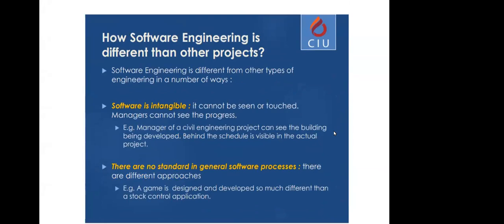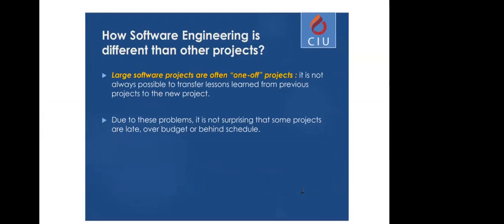So some of the stuff that we already argued are listed in here. Software is an intangible thing. We cannot see or touch it, and managers cannot see the progress that easily. There are no standards in general software projects. There are just approaches. A game is designed and developed so much different than a stock control application. And often large software project managers' experience is not always transferable.